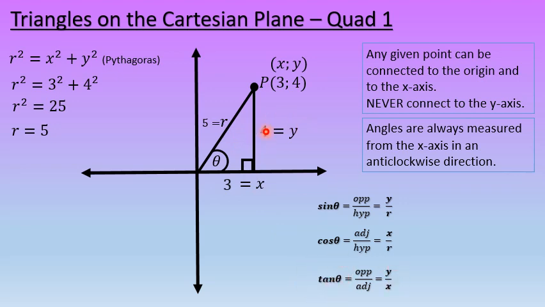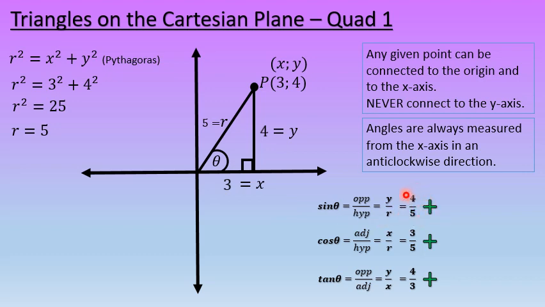Do we have a Y value? Do we have an X value? 4 and 3? Yes, we do. So we can substitute in those relevant values, and so we have found the value of each trigonometric function for theta.